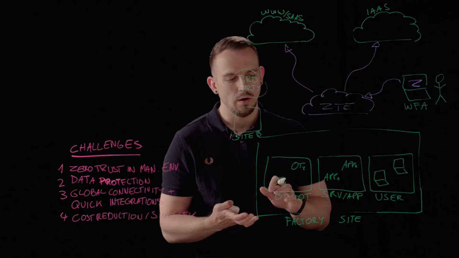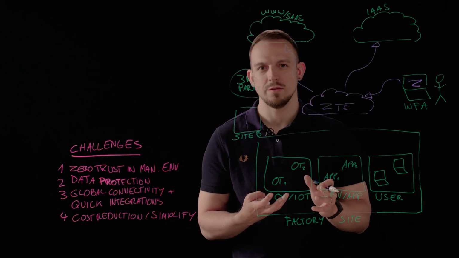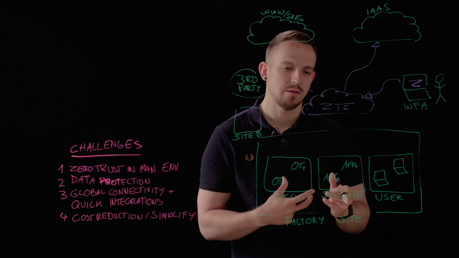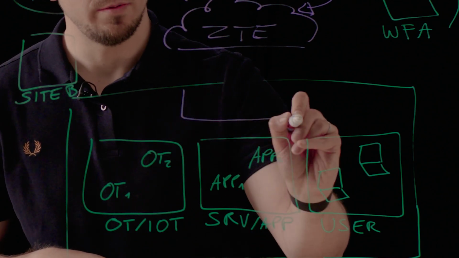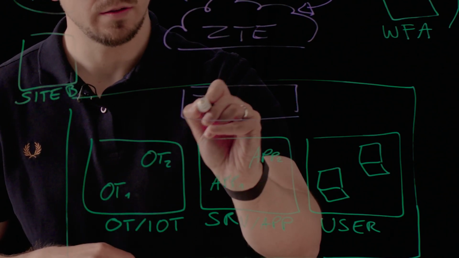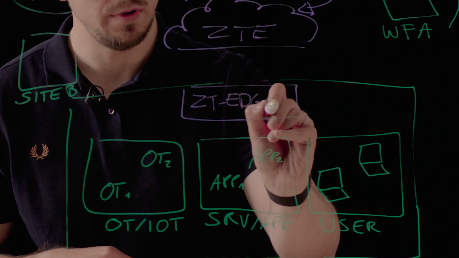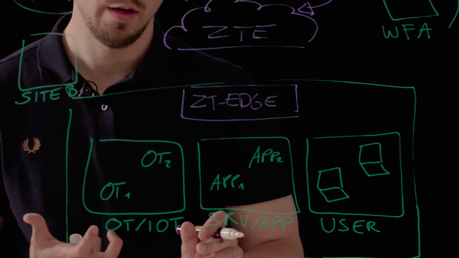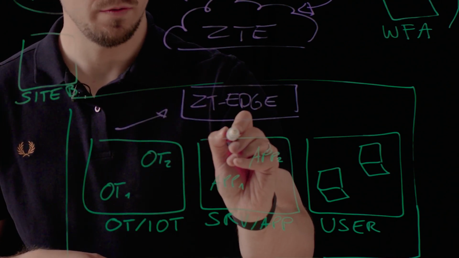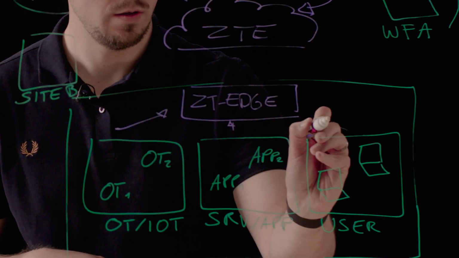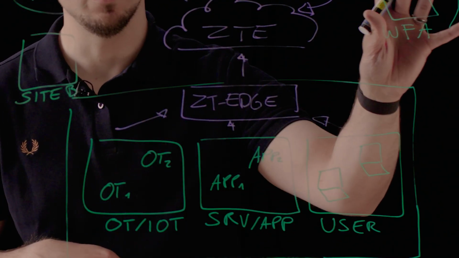Now, for OT devices and servers, it's a bit more difficult because oftentimes you cannot install an agent on those. And what we do here is, in your environment, we place something that is called Zero Trust Edge. And this can be either in physical or virtual form. And this acts as a gateway for all of these entities and then offers the same level of protection as your remote users enjoy.